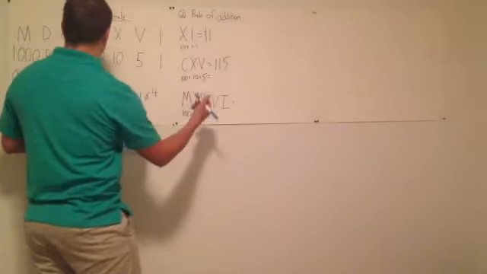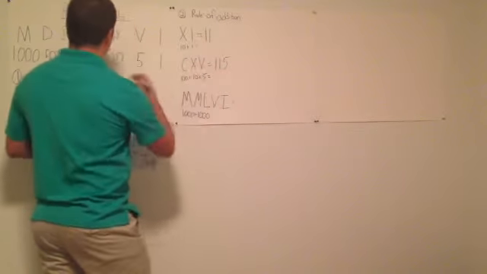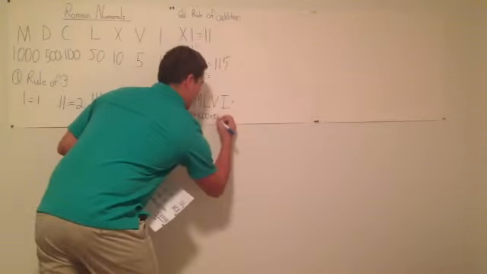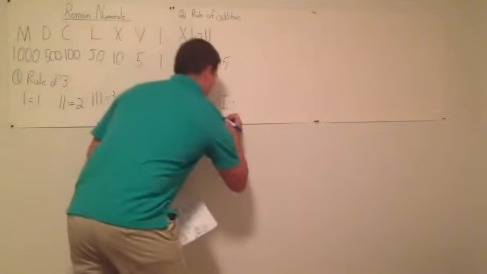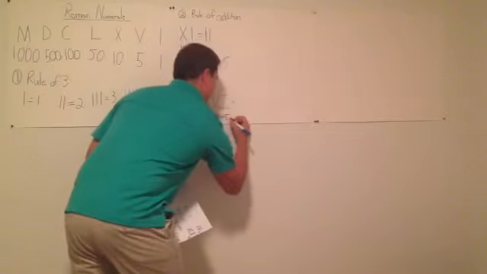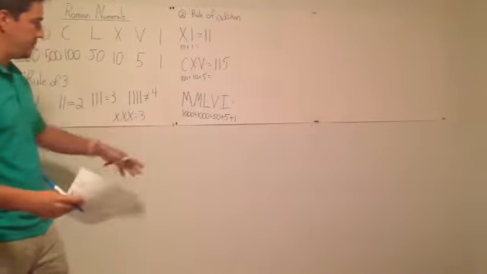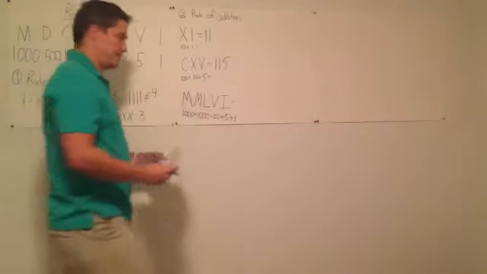And then the L is smaller, so it's greater than or less than or equal to, which would be 50. And then you have the V, which is 5. And then the I, which is 1. So if you add that up, that's 2,056.